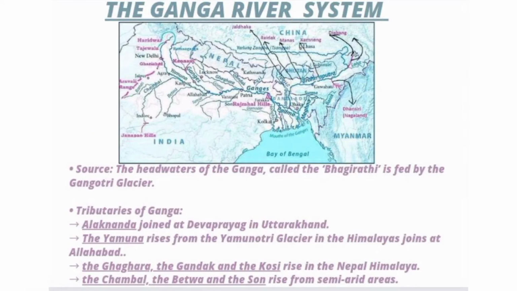The Ganga River System. Source: the headwater of Ganga, called Bhagirathi, is fed by Gangotri Glacier. Tributaries of Ganga: Alaknanda joins at Devprayag in Uttarakhand. The Yamuna River rises from Yamunotri Glacier in Himalaya, joins at Allahabad. The Ghaghara, the Gandak, and Kosi rivers rise in Nepal Himalaya. The Chambal, the Betwa, and the Son rivers come from semi-arid areas.